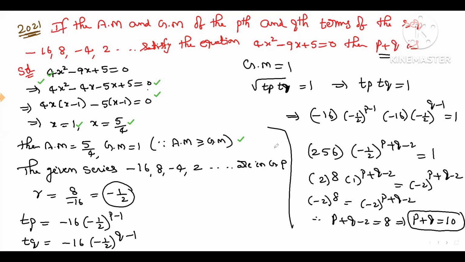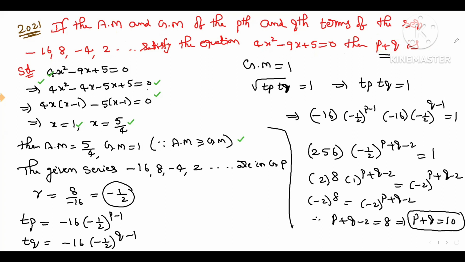Okay, now I am going to explain the next question. In the statement, the AM and GM of the pth and qth terms of the sequence minus 16, 8, minus 4, 2 are the roots satisfying the equation 4x squared minus 9x plus 5 is equal to 0. Then find the P plus Q value.